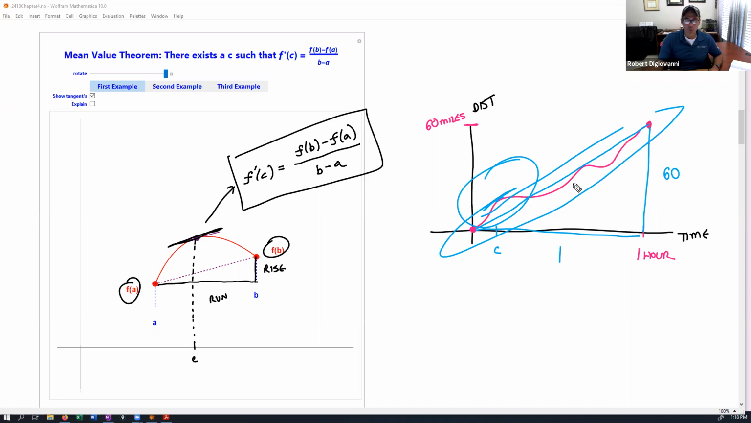Okay, so what our goal right now is, I'm going to give you a function, and then I'm going to ask you to go find the C. I'm going to want to know where the C is that the mean value theorem guarantees you. All right, so let's try a problem.